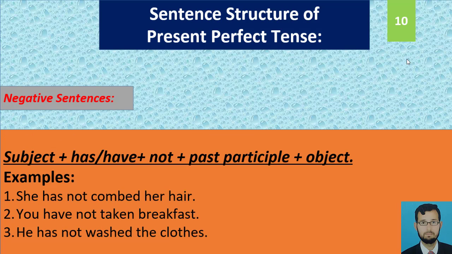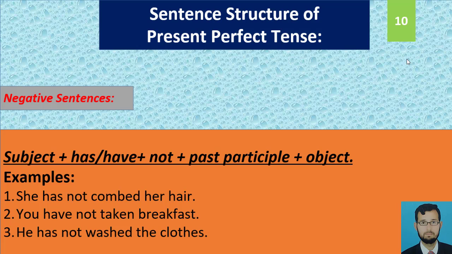Now students, come to the structure of negative sentences. Before we start reading the structure of negative sentences, it should be told that negative sentences are those sentences which show refusal or denial of something. Students, now come to the structure. There comes the subject, then auxiliary verb has or have, then not, then past participle of the main verb, then object, and then a full stop. Always remember, put the full stop at the end of the sentence.